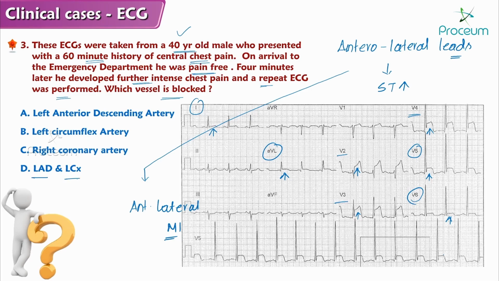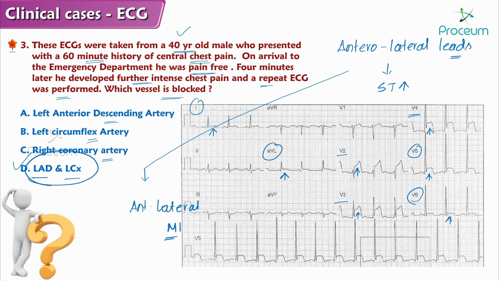So, which vessel do you think is blocked? It is the left anterior descending artery as well as the left circumflex artery which are blocked in this particular patient. If it is only left anterior descending artery block, the ECG changes will be only in the anterior leads. If it is only left circumflex artery block, the changes will be only in the lateral leads. And if it is right coronary artery blockade, the changes will be only in the inferior leads, that is II, III and aVF, with ST segment elevation.